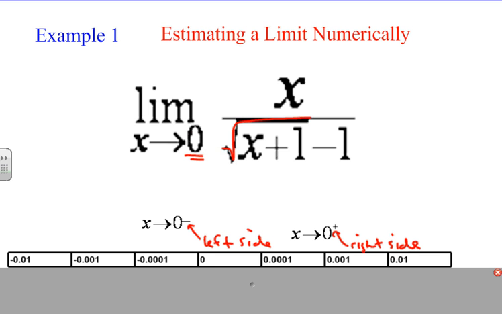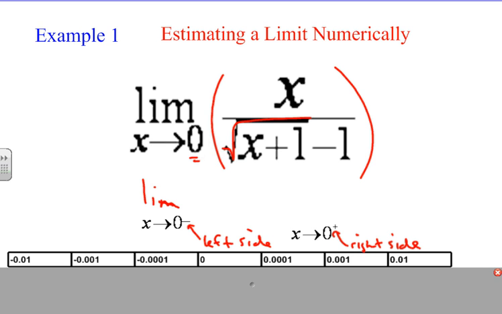Now I already did this for you, so if you want to follow along at home, take your calculator out and start by punching this into your y equals, and then you can start plugging in values that get closer to c. This is the c value that we're referring to. The c value is the x value that we're getting infinitely close to. In this case, it's going to be 0.